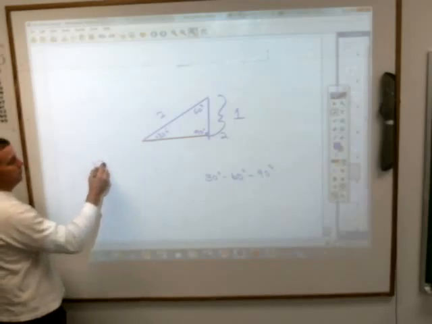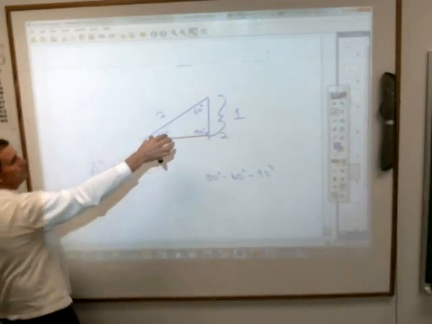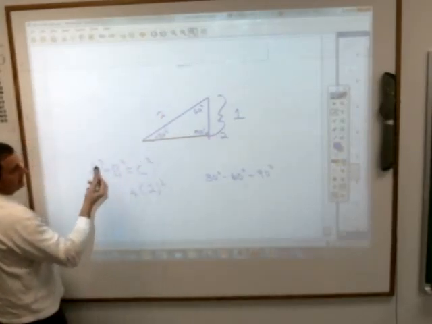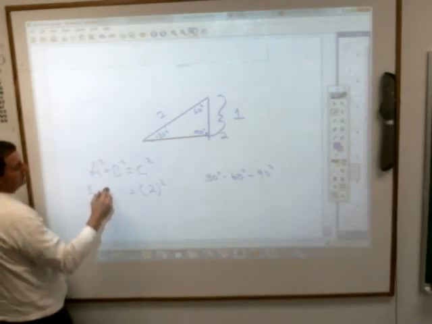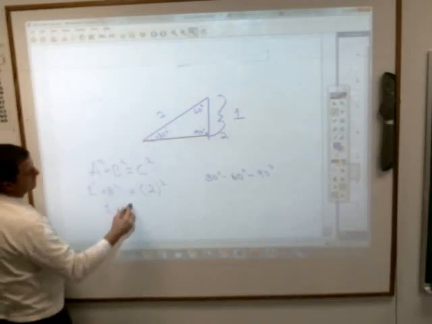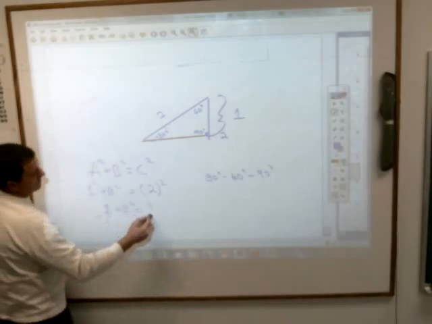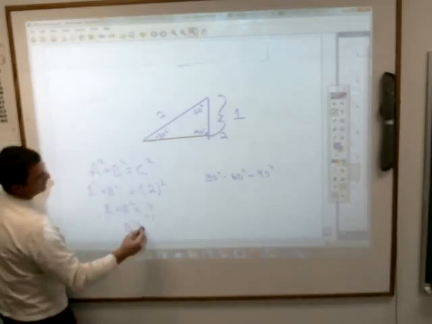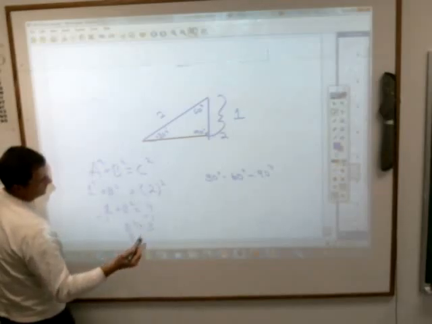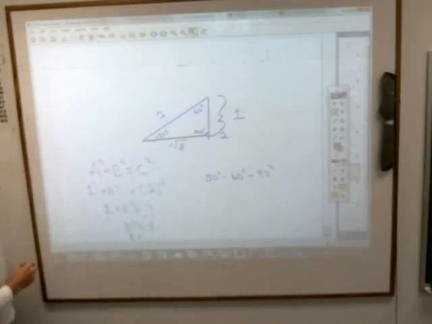Okay, if I put this in the Pythagorean theorem, I know this is the hypotenuse, so it's c squared. a squared is 1, and b squared, you don't know, so I get 1 plus b squared equals 4. If I subtract my 1 from both sides, b squared equals 3, so b equals the, somebody, square root of 3. Not a pretty number, but it's a number nonetheless.